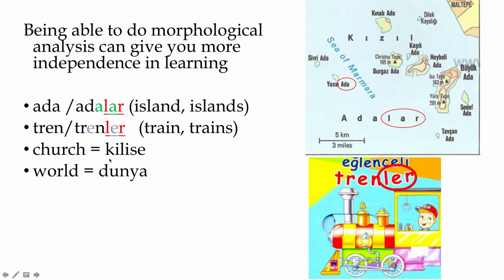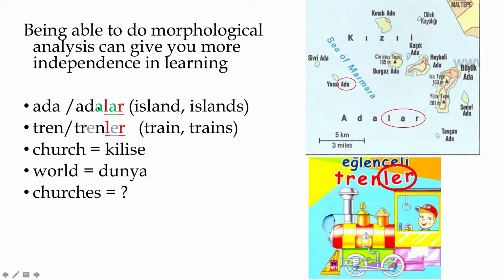Then I might wonder, okay, if kilise is the word for church, which I saw, and dünya is the word for world, what would the word for churches be? I might predict that I would add an L and an R, and then copy whatever was the last vowel, like I did here. A goes there, E goes there: kiliseler. And then dünya, I put an L and an R and copy the last vowel: dünyalar.